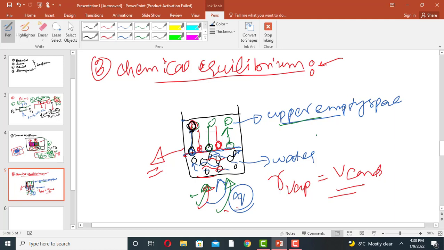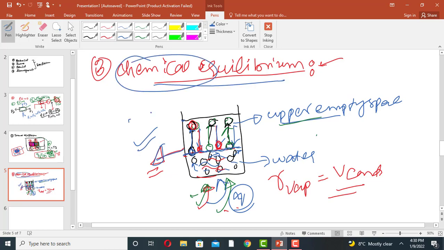Then at the same time, the three molecules of water vapor will condense to the liquid again. Then at this time, we will say that this system is in chemical equilibrium or dynamic equilibrium. So chemical equilibrium is a dynamic equilibrium.